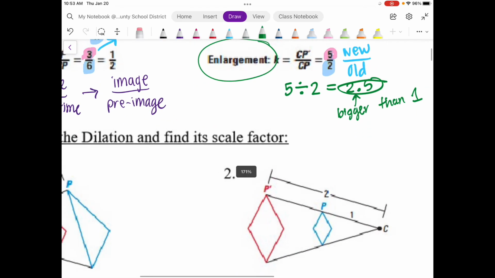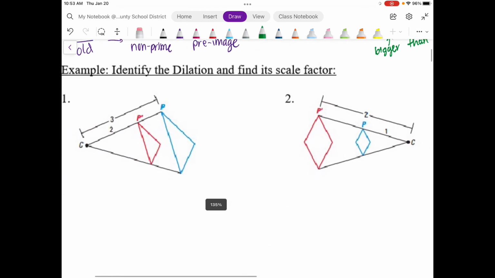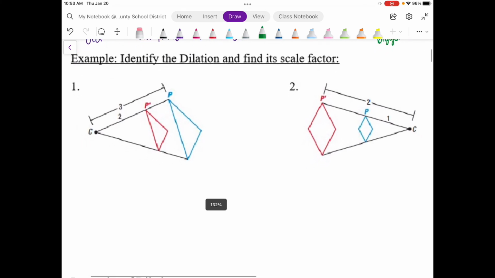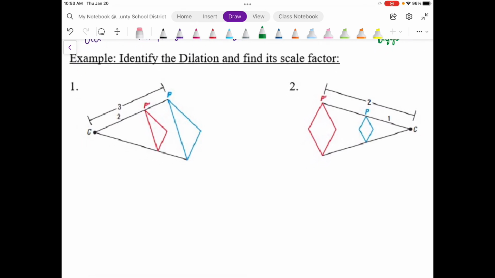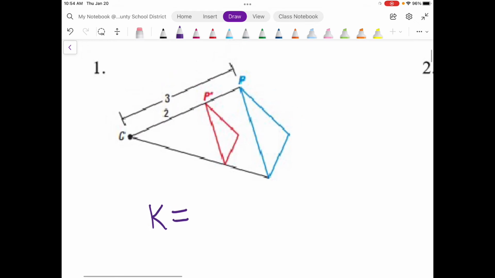So let's take a moment, try to see if you can figure out these two. We're going to go ahead and pause the video, and you're going to try. First, you're going to tell me what is the scale factor, and remember that's represented by the letter K. And then I want you to tell me whether this means it's a reduction or an enlargement. So let's pause here. Okay, let's see how we did.